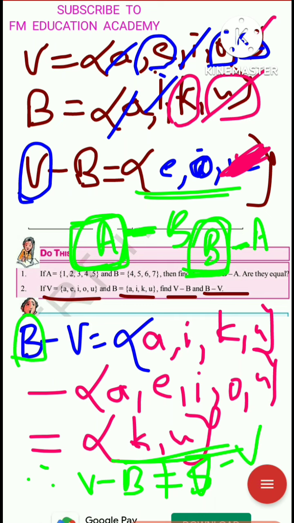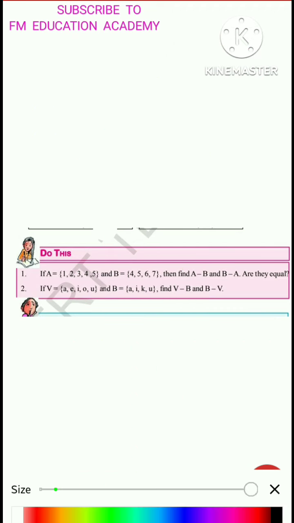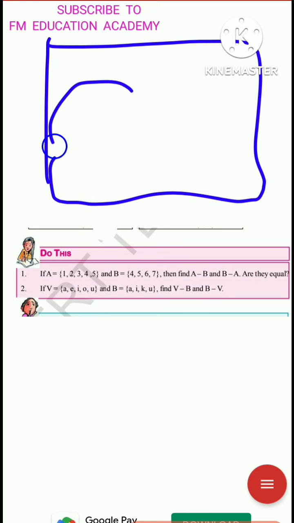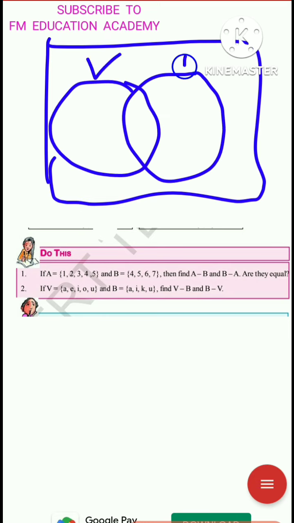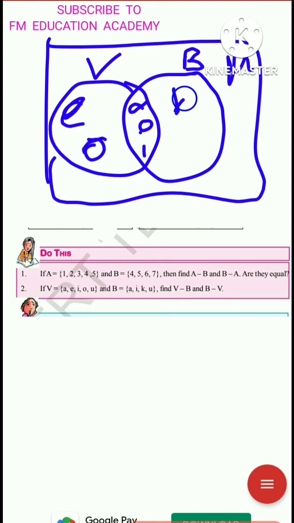And also I'll draw the Venn diagram. So what did I get? V minus B, e comma o, and B minus V, k comma u. Okay, so I'll draw the Venn diagram. This is your Venn diagram. This is V and this is B and this is universal set mu. In V you have a, o and i are common, so I'll write here a, o, i, and e and o I'll write here. Okay, and in B we have k and u.